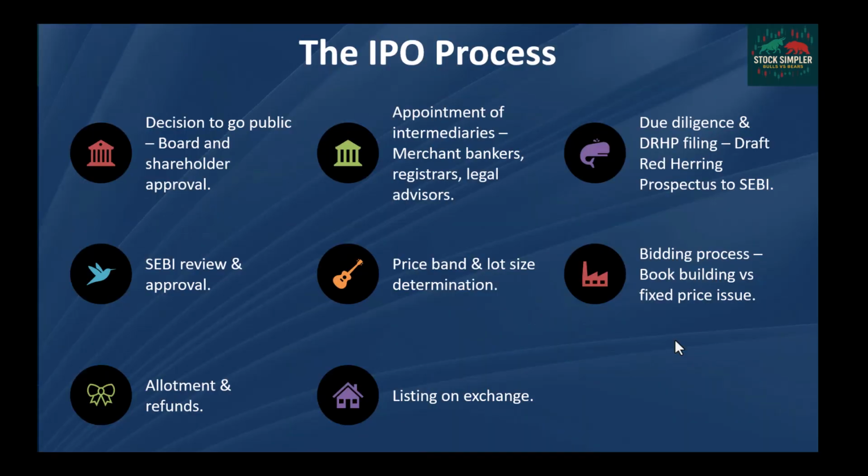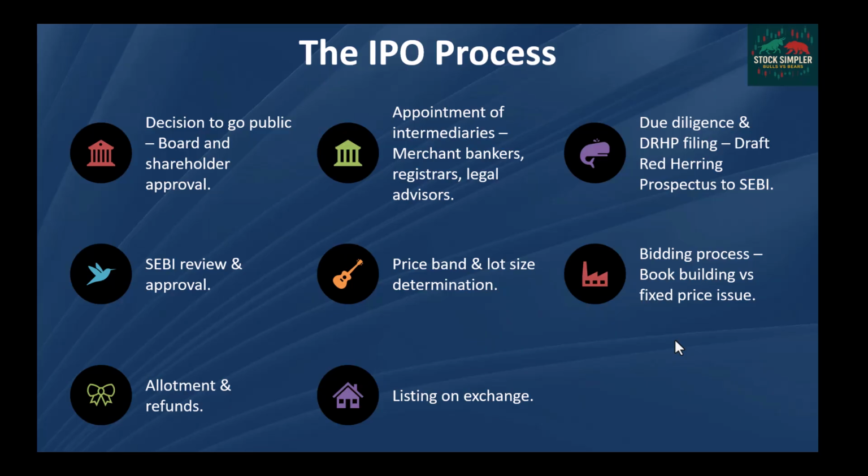Then the next is how the IPO process goes on. The IPO process follows these steps. First of all, there will be a decision to go public by the board of the company, then appointment of intermediaries like merchant banker, registrar, and legal advisors. They file the DRHP with SEBI. Then SEBI reviews the DRHP filing and approves the paperwork. After that, the price band and lot size are determined. Then the bidding process happens, and there will be allotment after the bidding process.